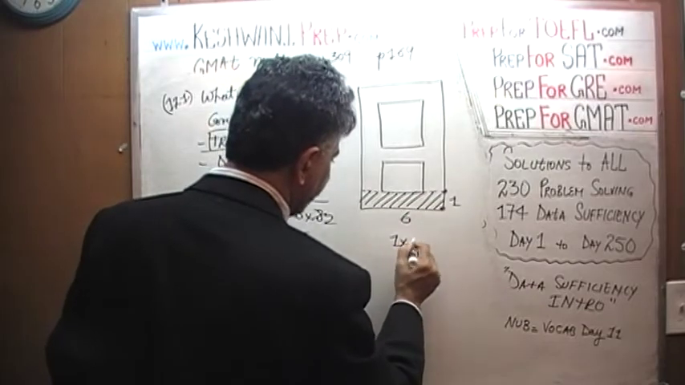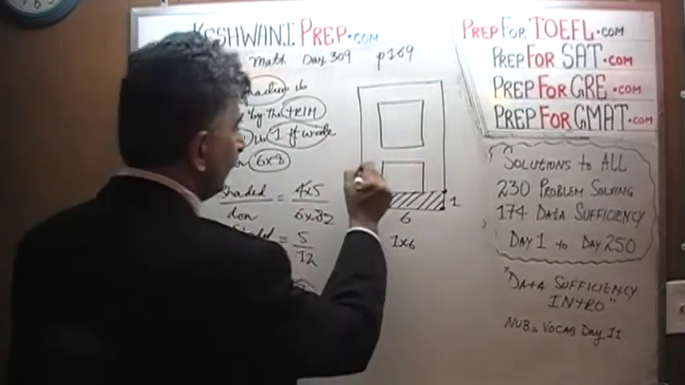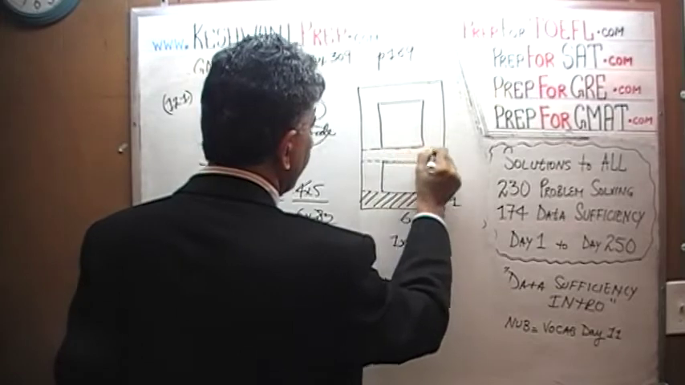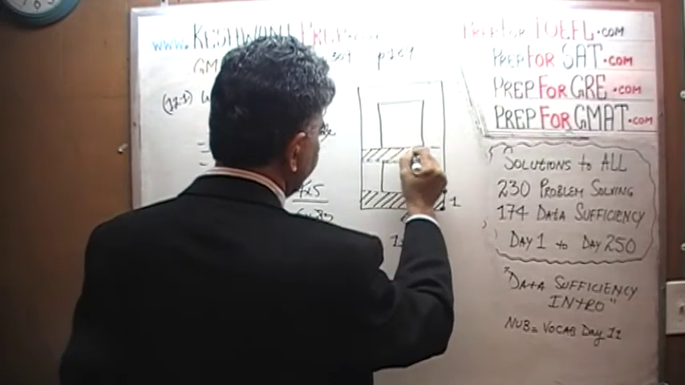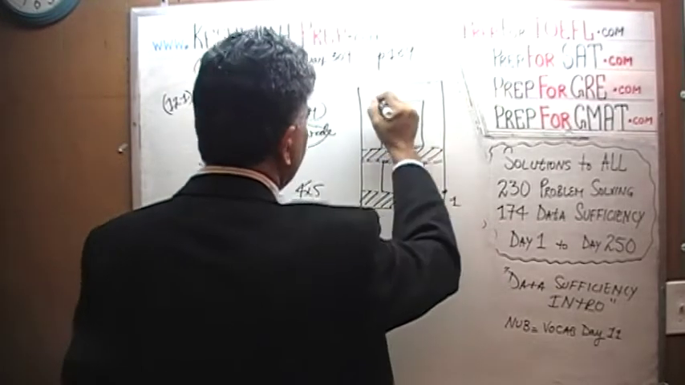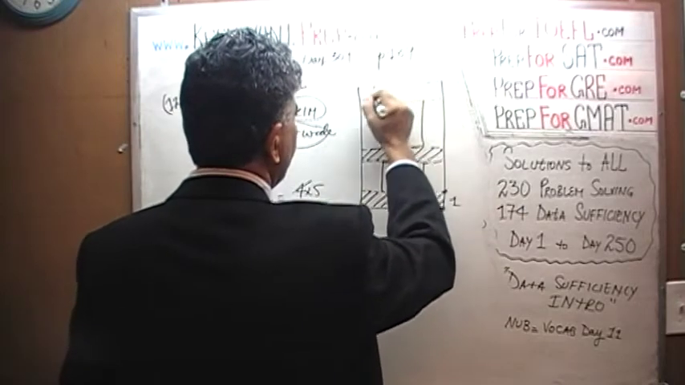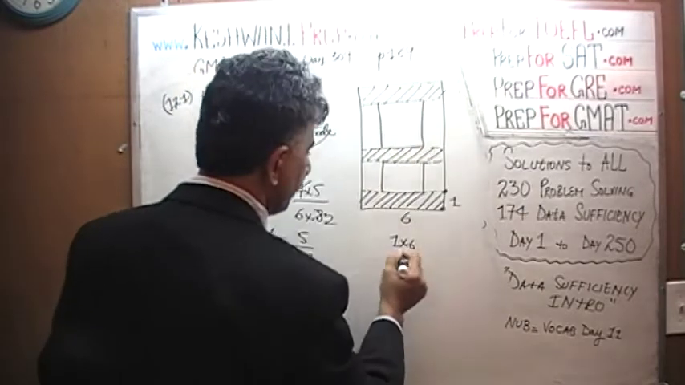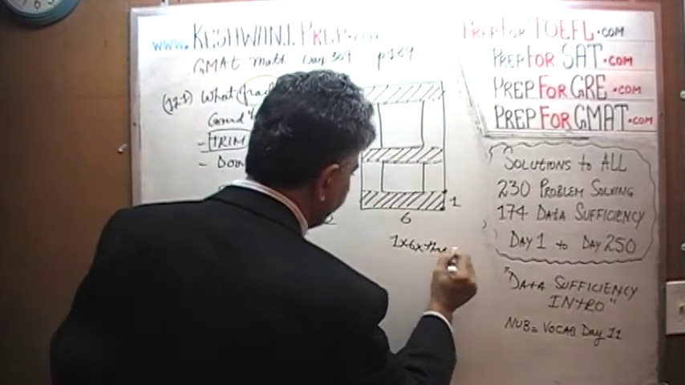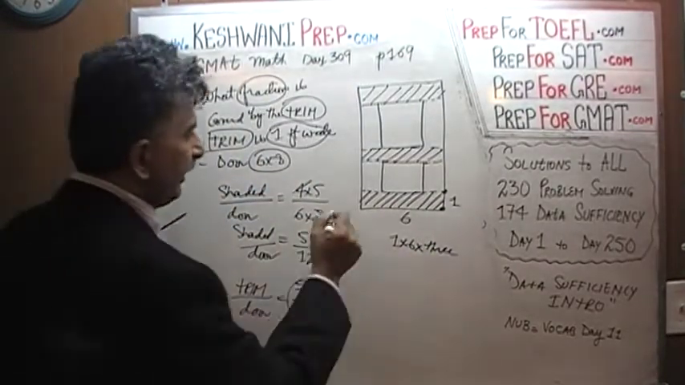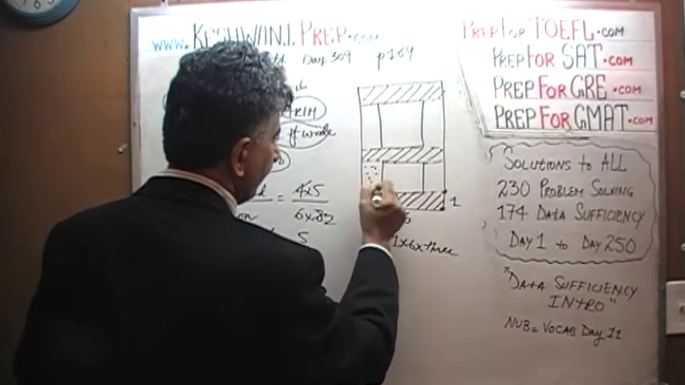is 1/6. And how many of these do we have? We have 4 of those. Oh, sorry, we have 3 of them. Here's the second one. And here's the third one. We have 3 of them times 3. Now we have to take care of the remaining portion, which is this part right here.